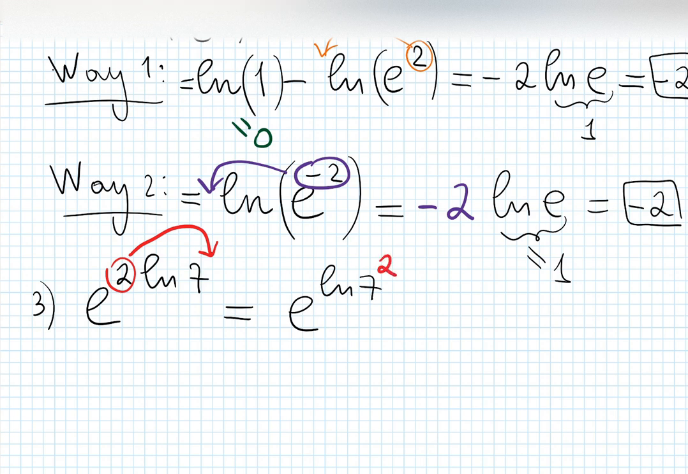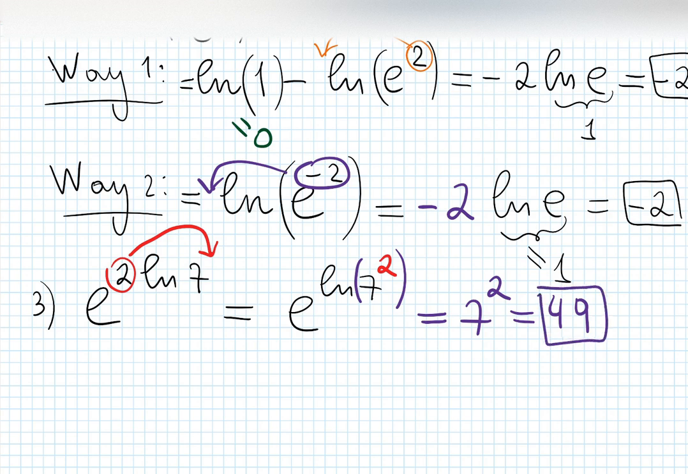Now, what do you see? e to the ln. Even when you say it out loud, it should sound weird. e to the ln, that's the input. e undoes ln. ln undoes e. What is the input, though? Put these guys in parentheses. This is your input. 7 squared is your input. So the answer is 7 squared, which is 49.